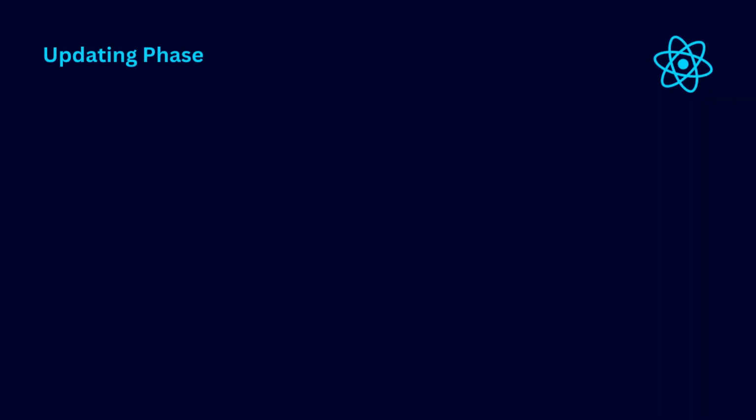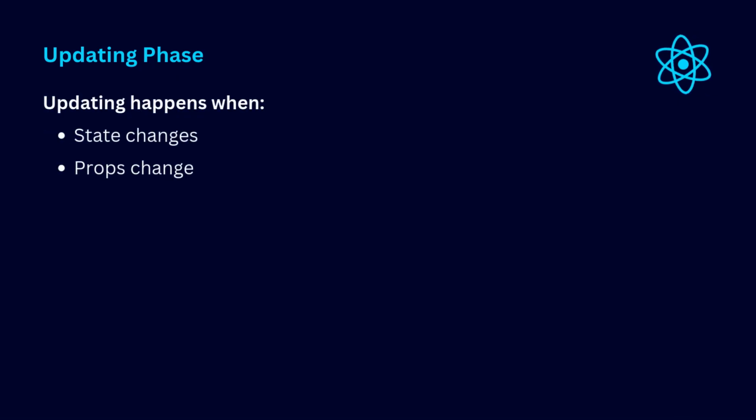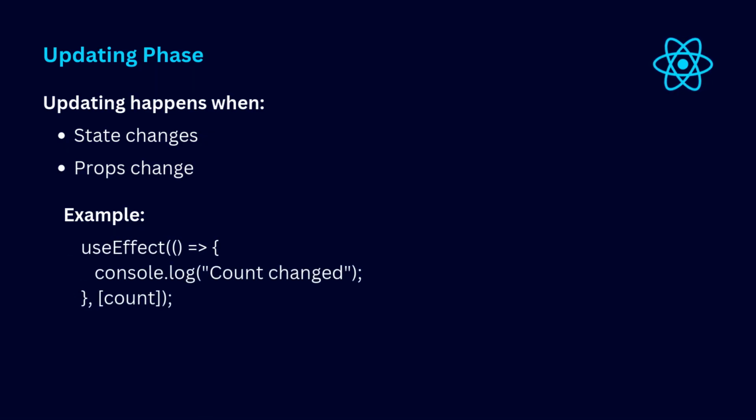Next, we will see updating phase. Updating happens when state changes and props change. Whenever a component updates, React re-renders it. After the re-render, useEffect can run again if its dependencies have changed. For example, useEffect console.log count changed.